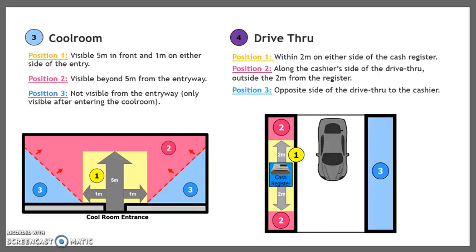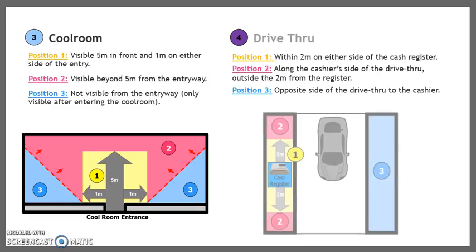The 3 cool room positions are related to visibility from the cool room entrance. When standing in the entrance, all products that are visible 5 meters ahead of you and 1 meter either side are counted as position 1. All products you can see from the entry that are beyond this space are counted as position 2. Finally, all products that you can't immediately see from the entrance, and that only become visible once you enter and move around the cool room, are counted as position 3.